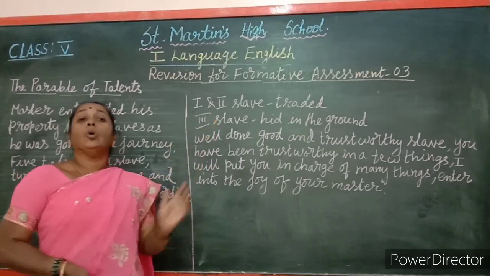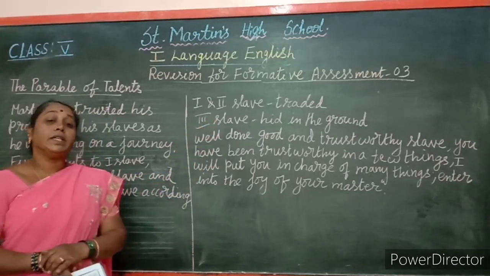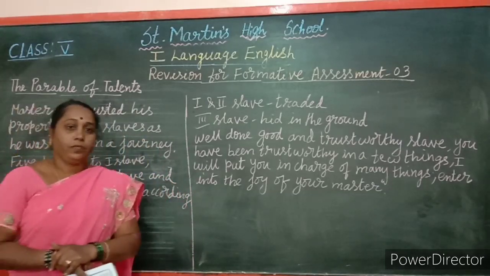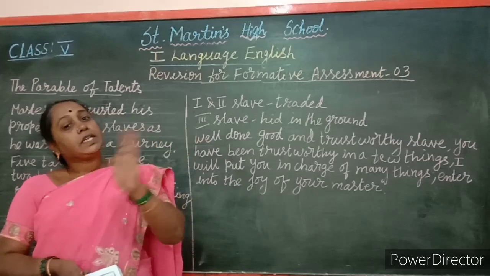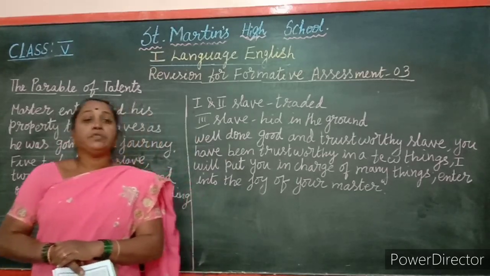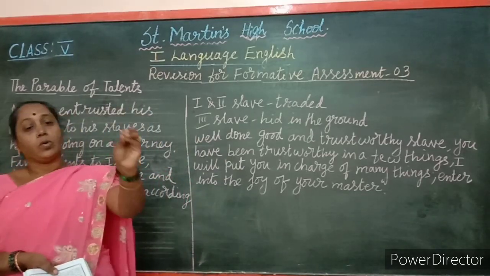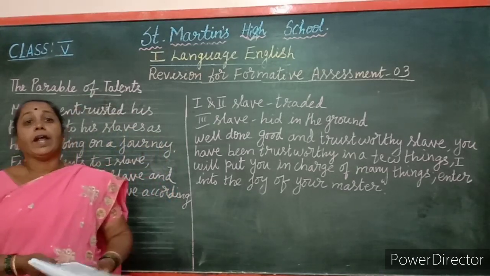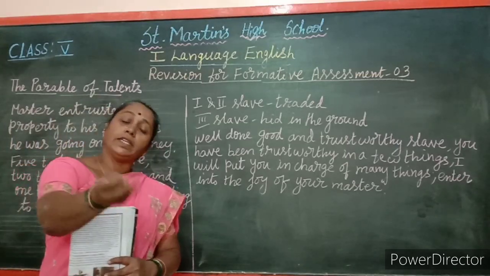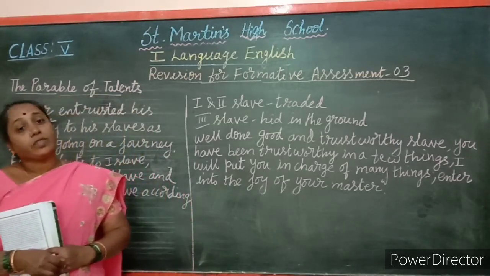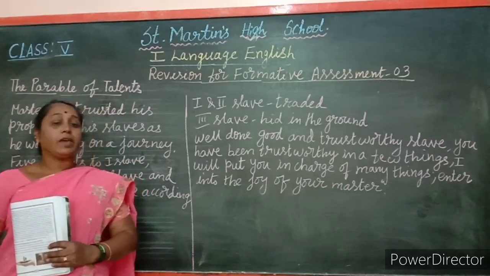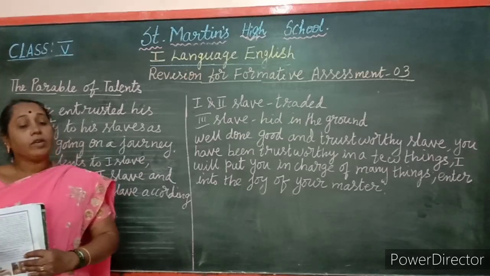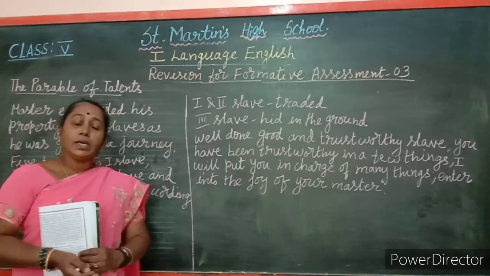Whereas the third slave, who was lazy and idle, dug a hole and hid this talent in the ground. So after some days, when the master came back from his journey, the first and the second slave handed over the talents, saying that they had made a trade and improved, and they gave back the talents along with the benefit. The first slave handed over 10 talents to the master. The second slave handed over 4 talents to the master.